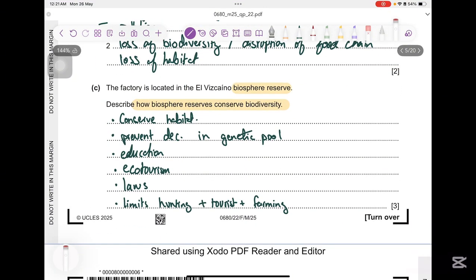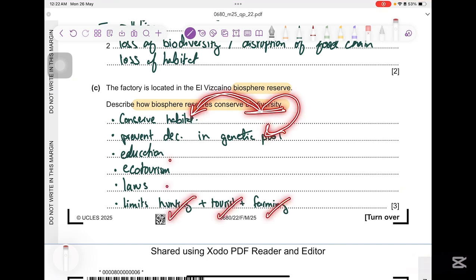Okay, next. The factory is located in the Biosphere Reserve. Describe how the Biosphere Reserve conserves biodiversity. Conserve habitats. Okay, I mentioned it holds with its sister. What is the sister? Habitat and genetic pool. Okay? So how to conserve the biodiversity: by conserving the habitat, and that's going to conserve the genetic pool. Okay? Education, ecotourism, laws and limits on hunting, tourists, farming, and construction.